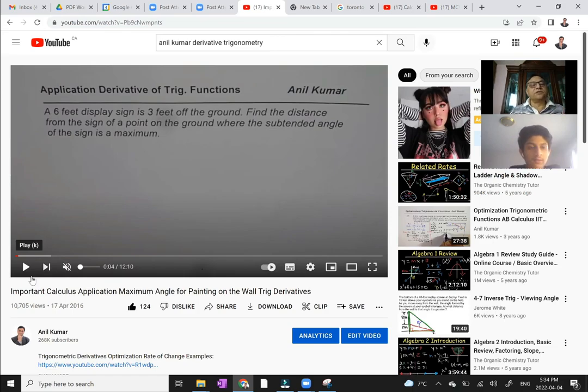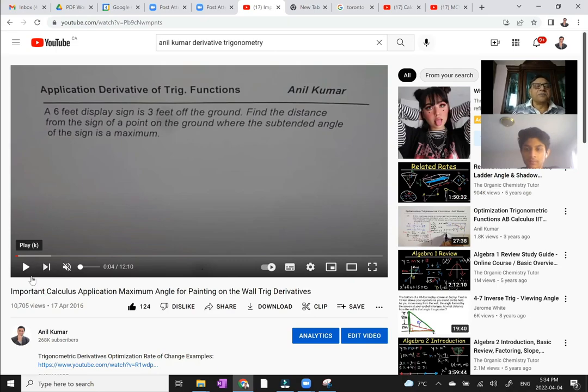Now read again. A 6 feet display sign is 3 feet off the ground. It is above the ground, right? When you're driving a car, for example, you see all the signboards, and they're above the ground. So a 6 feet display means the width. We are talking about those dimensions.